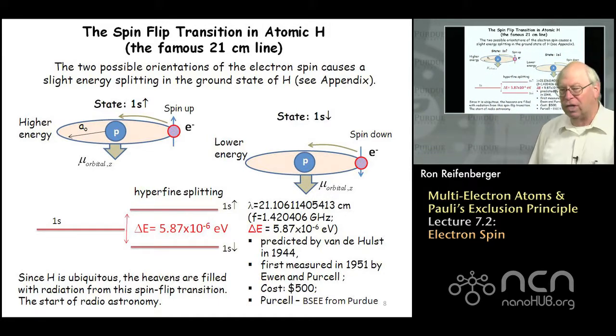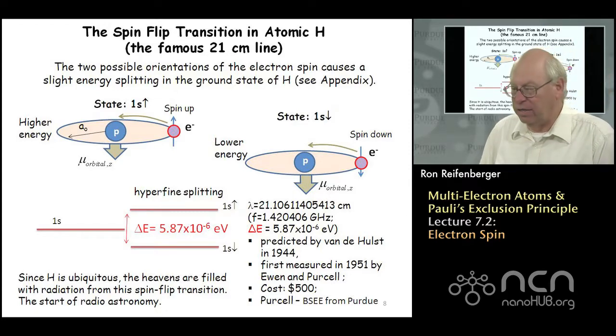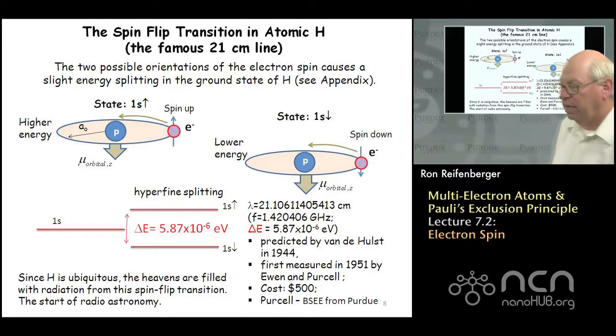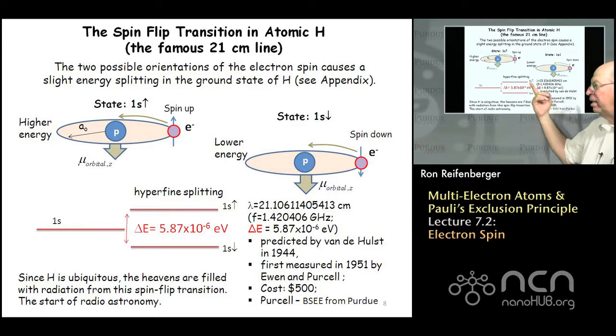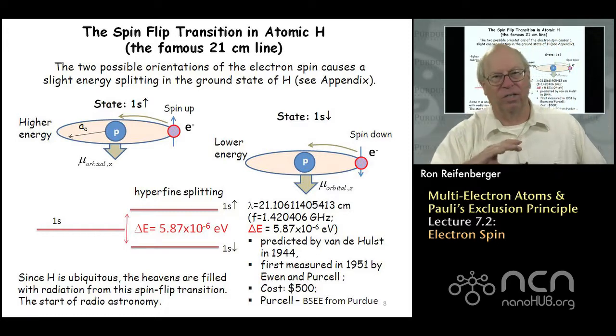This splitting is referred to as the hyperfine splitting, and it was actually predicted in 1944 by van de Hulst, and a lot of experimentalists tried to observe that splitting. It was first measured in 1951 by two physicists from Harvard, Ewen and Purcell. What they found was the radiation that's emitted when an electron goes from the spin-up state to the spin-down state. That radiation was emitted at a wavelength of about 21 centimeters. The frequency associated with that transition is in the gigahertz. It's the microwave region of the electromagnetic spectrum, about 1.4 gigahertz, and that corresponds to an energy splitting of only about 5.9 times 10 to the minus 6 eV. So the energy splitting is extremely small.